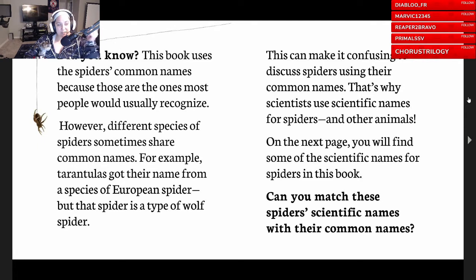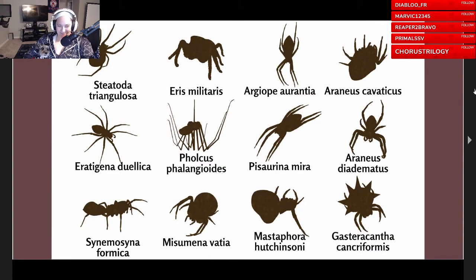Did you know? This book uses the spider's common names because those are the ones most people would usually recognize. However, species of spiders sometimes share common names. For example, tarantulas got their name from a species of European spider, but that spider is actually a type of wolf spider. This can make it confusing to discuss spiders using their common names. That's why scientists use scientific names for spiders and other animals.